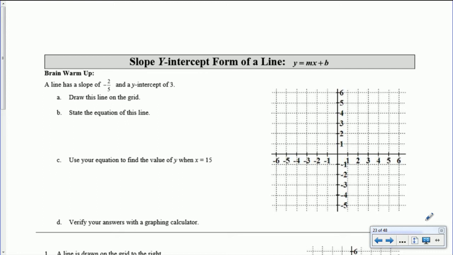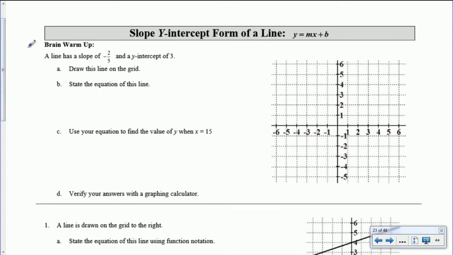Hello everyone. Today we're going to be going over slope y-intercept form of a line. So we'll start out with a little bit of a brain warm-up. We have a line with a slope of -2/5 and a y-intercept of 3. So feel free to pause the video at this point and try this out. We need to draw the line on the grid.